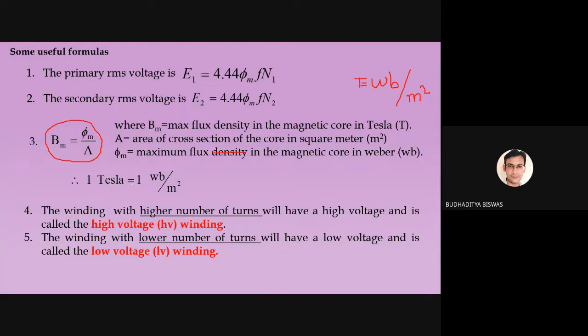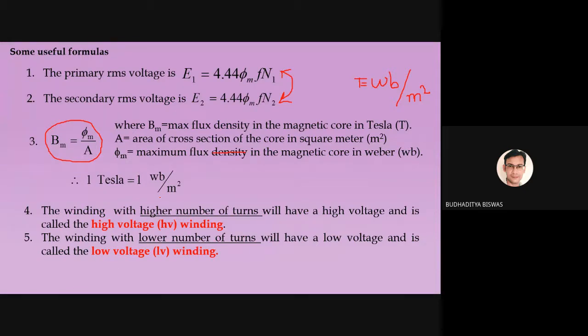Now the definition: the winding with higher number of turns. From this equation, when E1 becomes more compared to E2, what is the deciding factor? Just compare these two equations. When N1 is greater than N2, you see everything remains the same apart from N1 and N2. 4.44 is constant, Phi m is constant, f is constant. So only the number of turns decides which induced voltage becomes more.